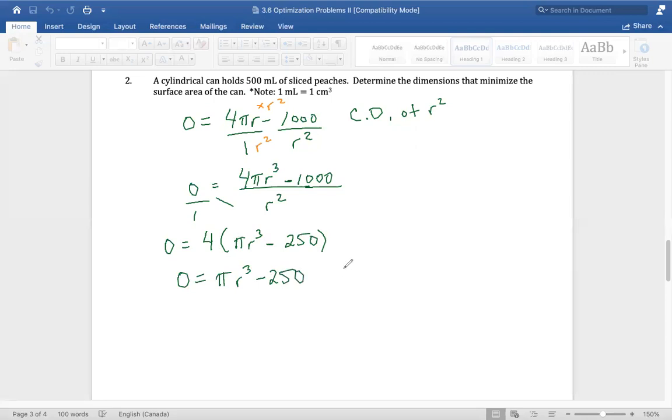And now just slowly solve for r. So by bringing this, for example, negative 250 over, you'd have 0 plus 250. So 250 equals pi r cubed. So what could I do now, right?